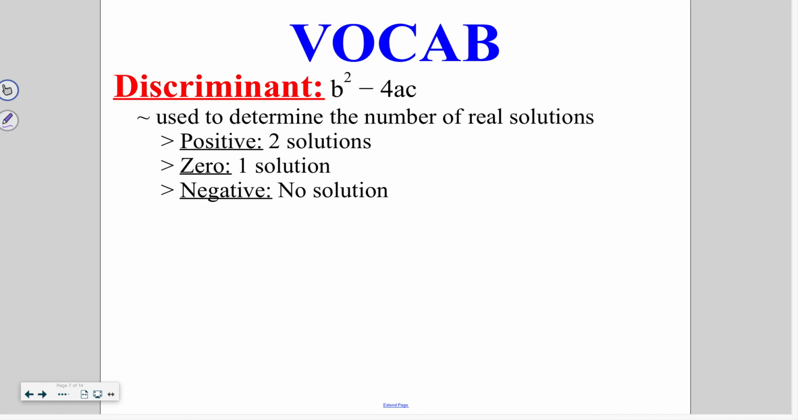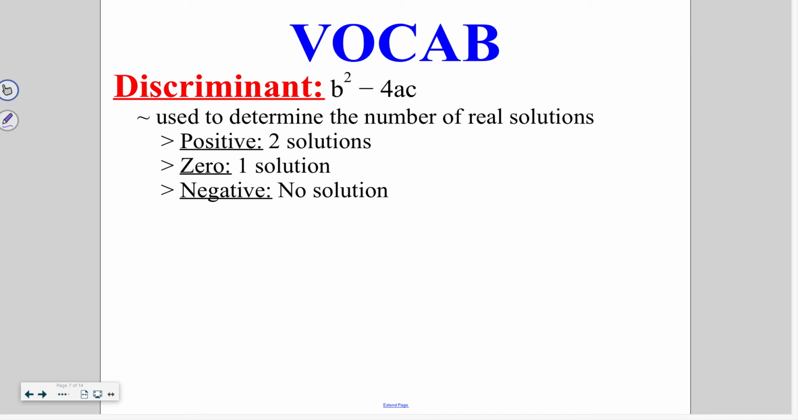This leads very nicely into the discriminant, which is that part under the square root, so the b squared minus 4ac. That's used to determine the amount of solutions that we have. If the square root value is positive, we're going to end up with 2 solutions. Those were the first 2 problems that we did. If the square root value is 0, we're going to end up with 1 solution because adding 0 and subtracting 0 are going to give you the same answer.